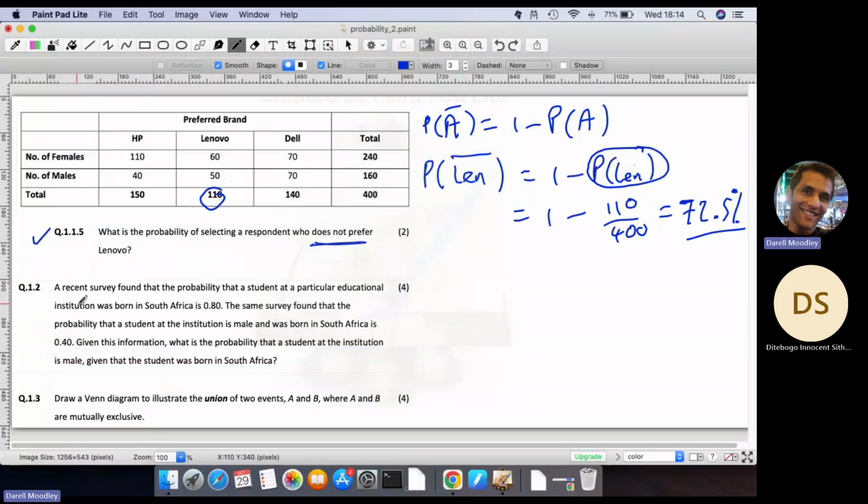Right, now let's look at 1.2. But this deals with something different. It doesn't deal with the table above. A recent survey found that the probability that a student at a particular educational institution was born in South Africa is 80%. So I'm going to let the event SA be you're born in South Africa.